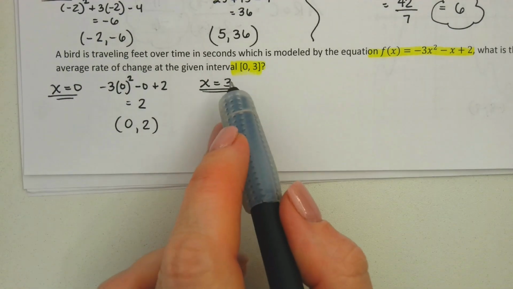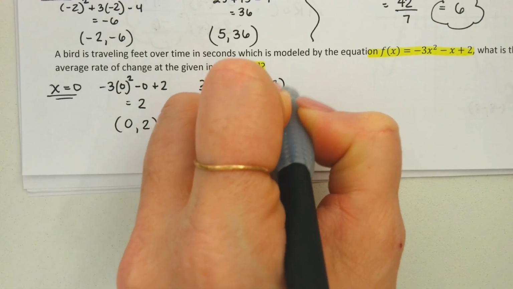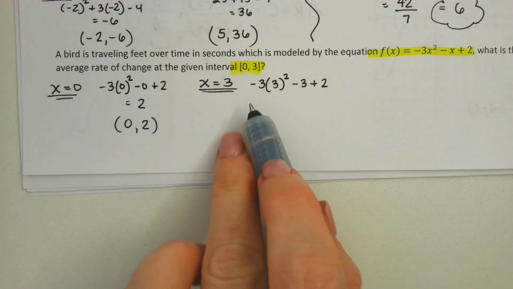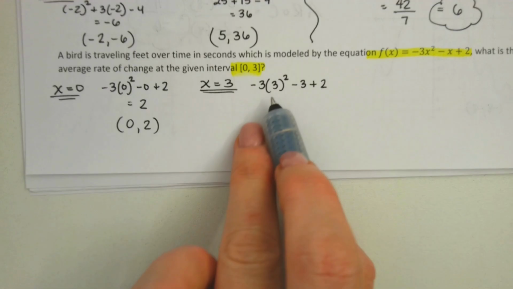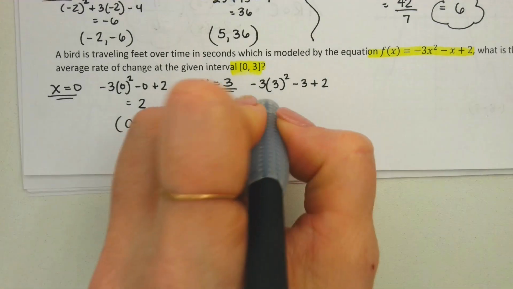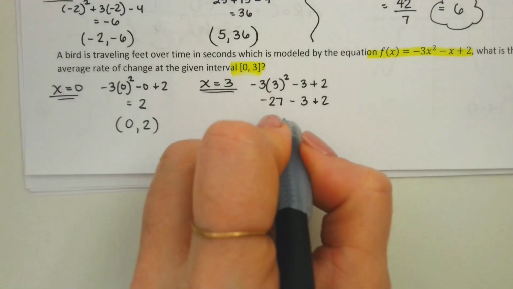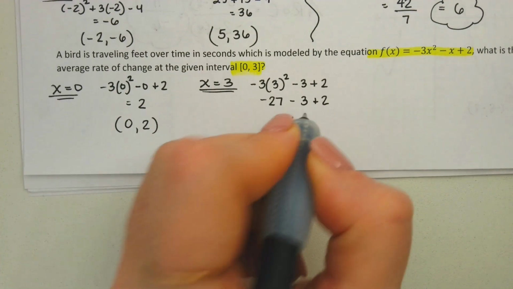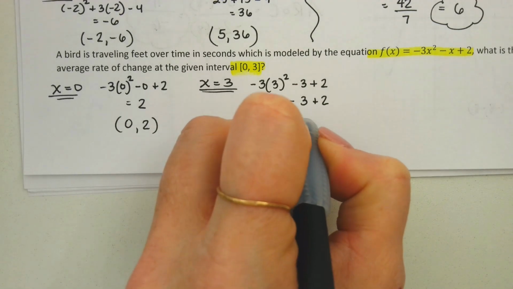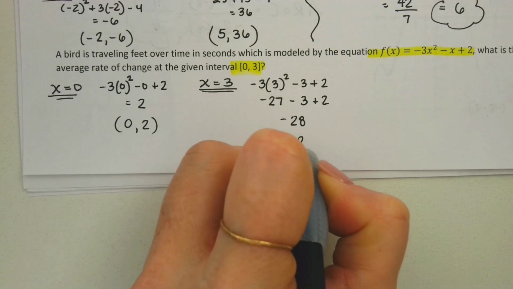Okay, for the second one, we're plugging in 3 for both of those x's. So we'll have -3 times 3 squared minus 3 plus 2. Do I multiply first or do I exponent first? Exponent first, right? So 3 squared is 9. 9 times -3 would be -27 minus 3 plus 2, which is -28, right? -30 plus 2. And then putting those together as a point, that would be 3, -28.